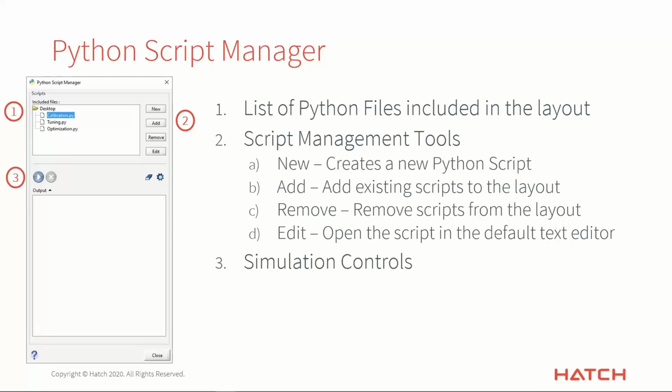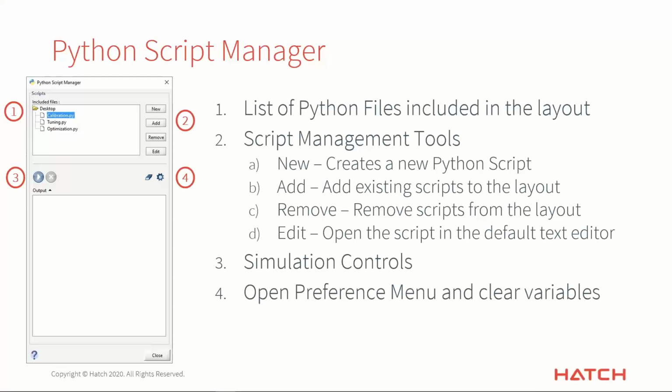Next is our simulation controls, where you have 2 buttons available to you. You have a button to run the script, and then the currently grayed out X button allows you to abort a running script if you need to exit for any reason. Next, we have the preferences, indicated by the gear icon, which will open up the preference menu for Python and GPSX, as well as a clear all variables button, indicated by the eraser.